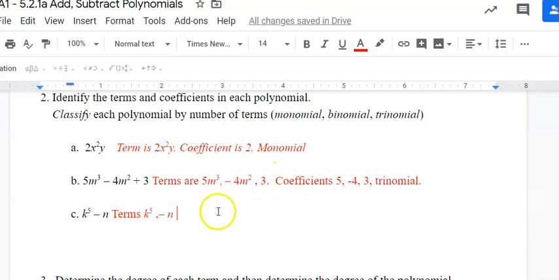Next, what are the coefficients? Well, k to the 5th has a 1 in front. You can't see it, so you know it's just 1 k to the 5th. The minus n has a -1 in front. So the coefficient for the negative n, or the minus n, is -1. Okay, next. Classify by the number of terms. Well, this one is a binomial because it has 2 terms. It's separated by the minus sign in the middle.